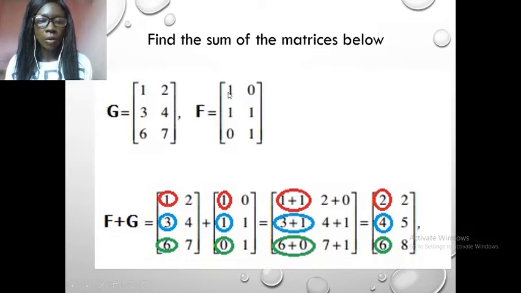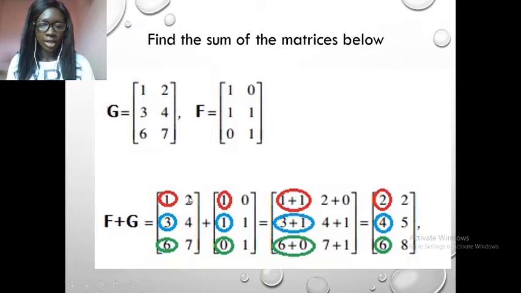So I'll have 1 plus 1. In the first row of F I have 1, and in the first row of G I also have 1. So with the red circle, you have 1 plus 1, and it's going to be in the first row and the first column. 1 plus 1 is 2. It's still going to be in the first row and the first column. Okay, so that's what we're going to do for the rest of the cells.